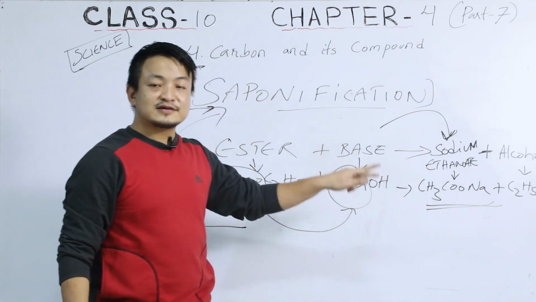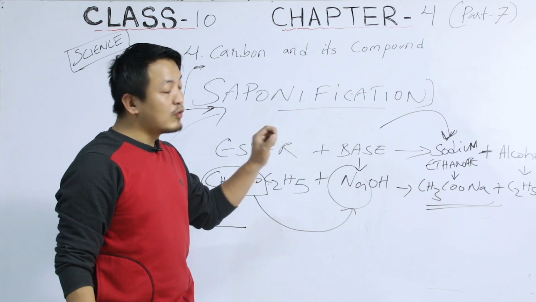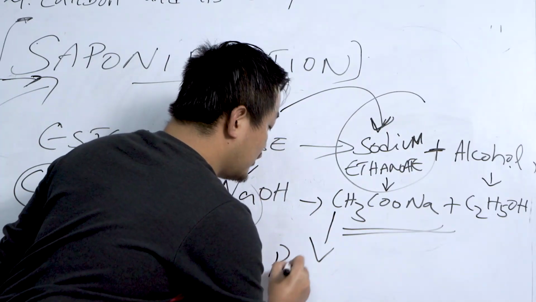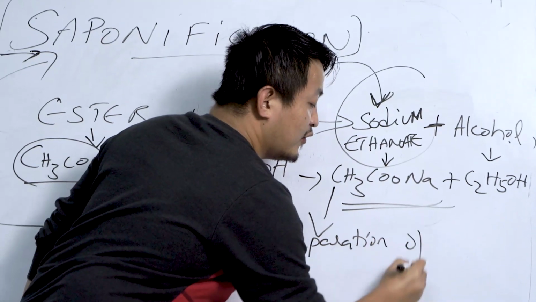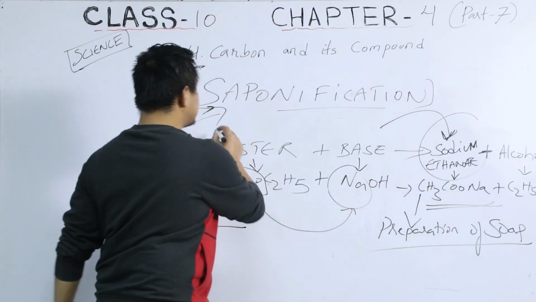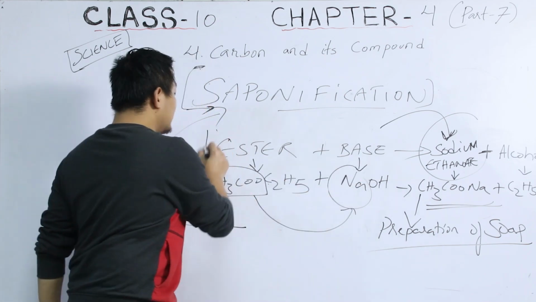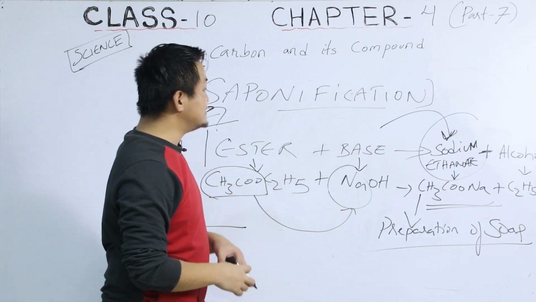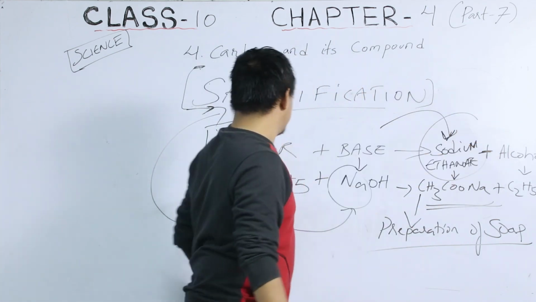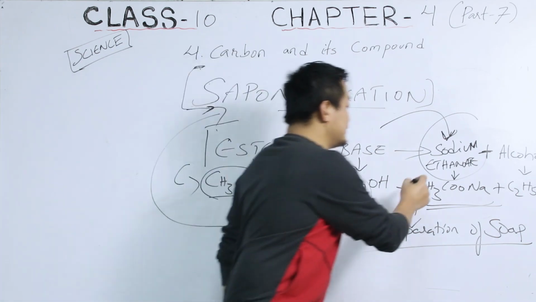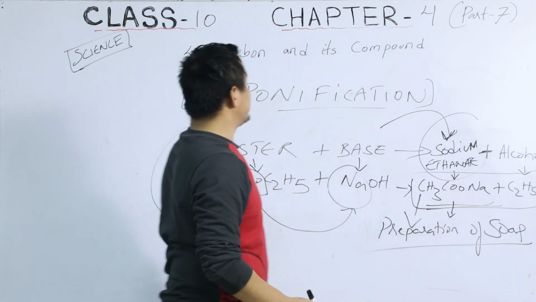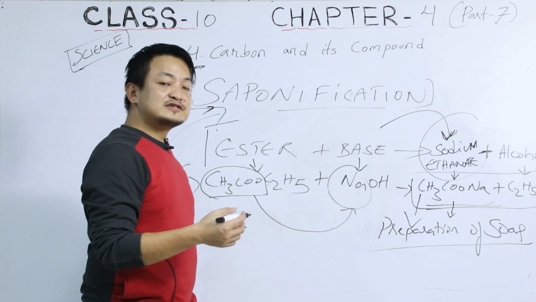But students, out of the two products that we get from this reaction, we are more focused on this sodium ethanoate, because this product we use for the preparation of soap. Clear? And this is how we get this reaction. First you write in general terms so that you understand better: ester and base would give you sodium ethanoate and ethanol. After that, you apply the chemical formula and write these products. Clear? But keep in mind that we are focusing more on this product.